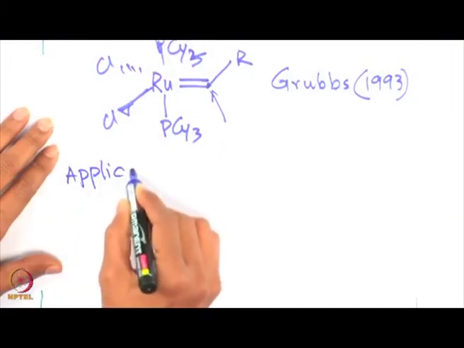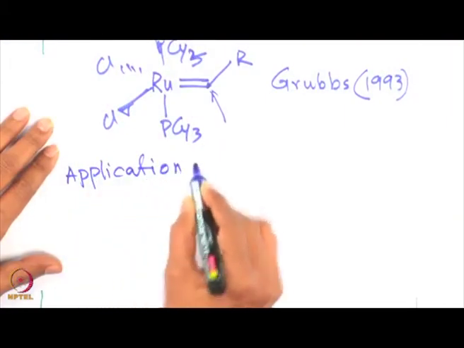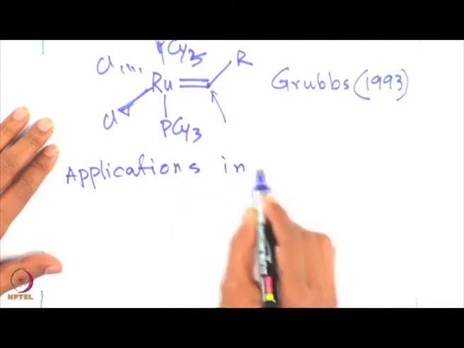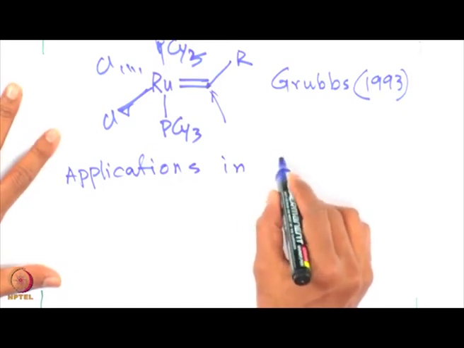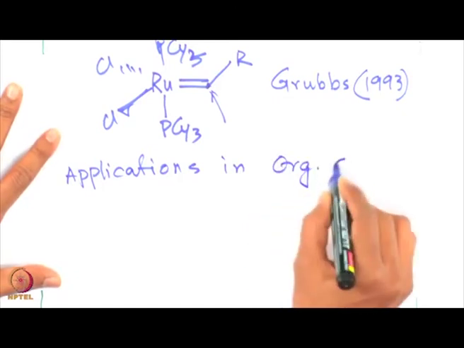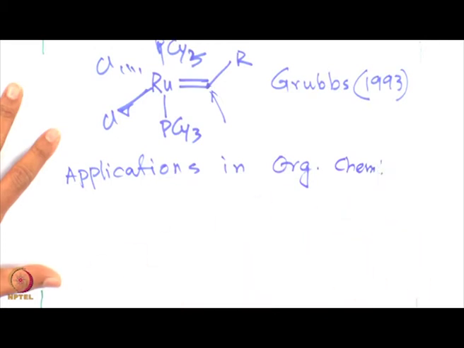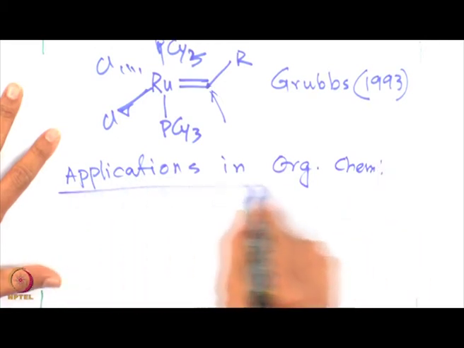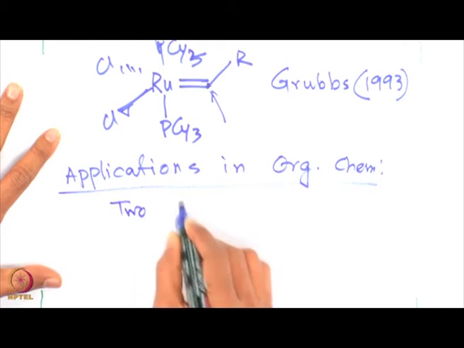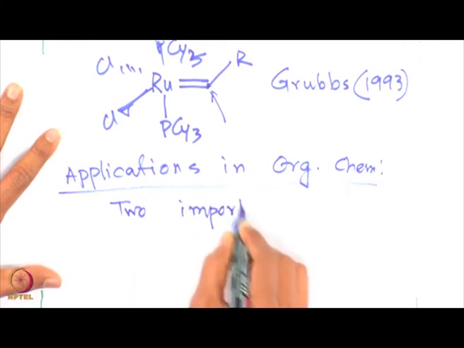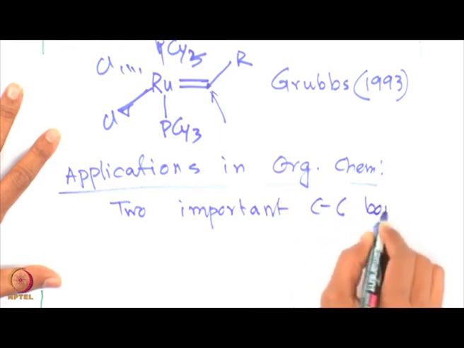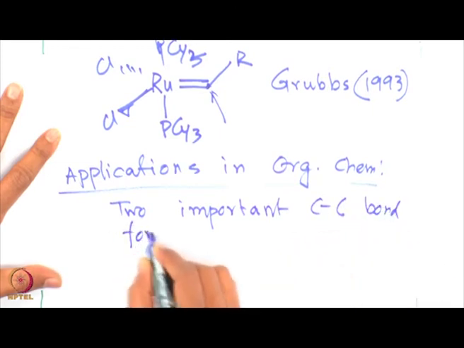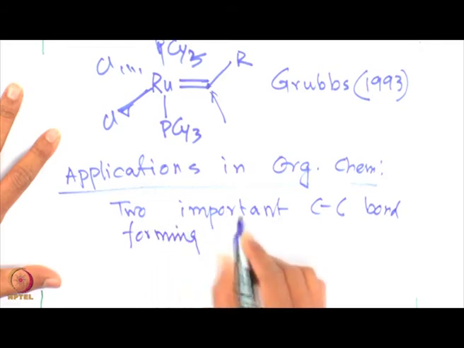So, we will look at the application of this, specifically the Fischer carbene and the Schrock carbene. First, we will discuss the metathesis reactions. So, we will have two important carbon-carbon bond formation processes that will go on for the metathesis reaction.